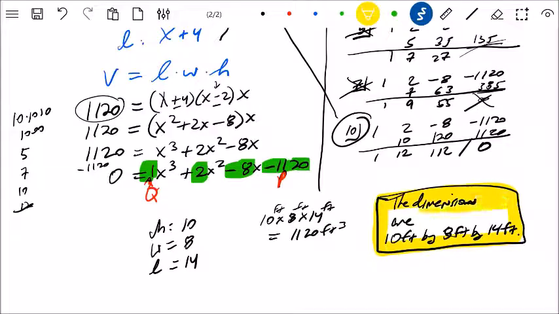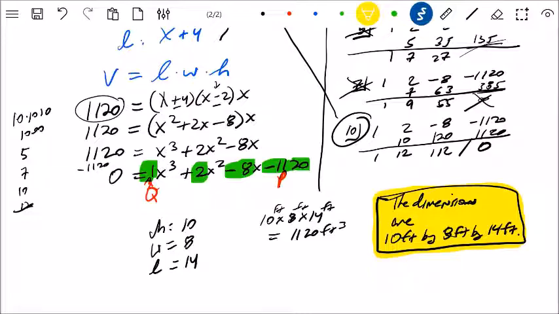And that works very well to make a polynomial based on the information that's given, find the possible factors, and then check them with synthetic division until you find one that is a true factor, and see if that works with the variable x to correctly come up with 1120 feet cubed. And it did indeed.